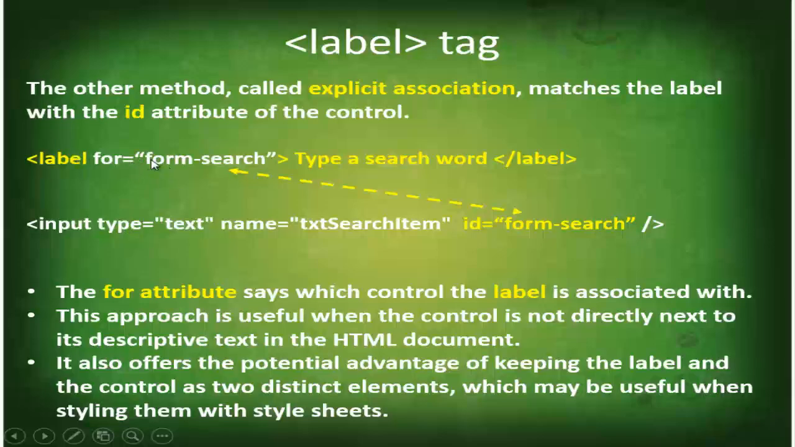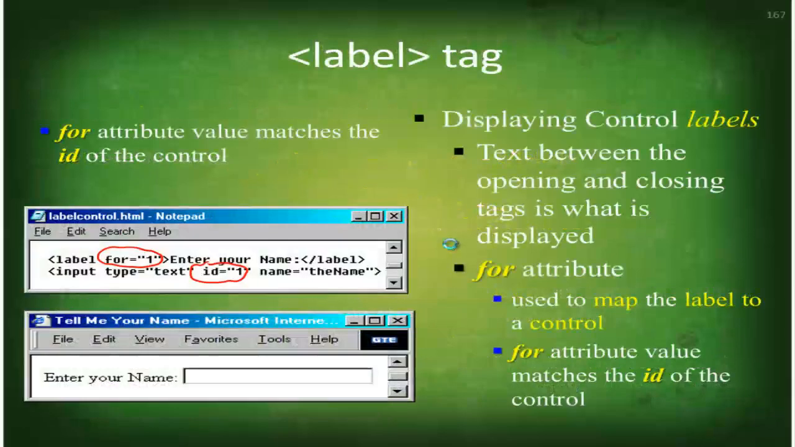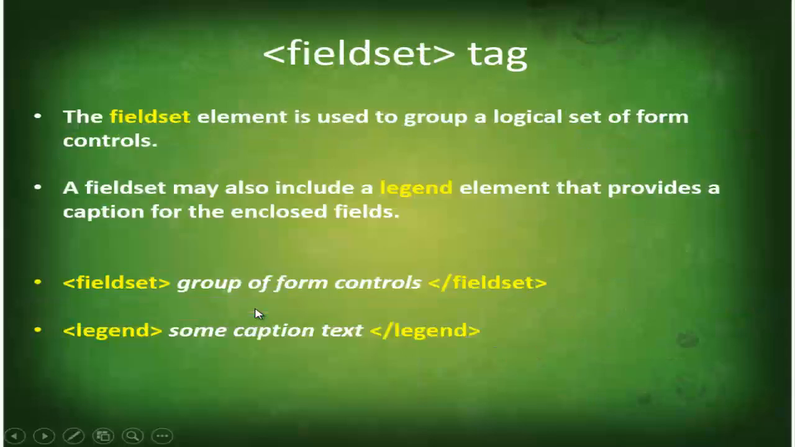So you are saying that this is the label for an element with the ID this. In this case, form search is the element ID. So you are saying that this is a label for an element with an ID form search, and you associate it with any input type, so automatically they get connected together. Here is one more example. You have for 1 and ID is 1, and you are associating it with that.